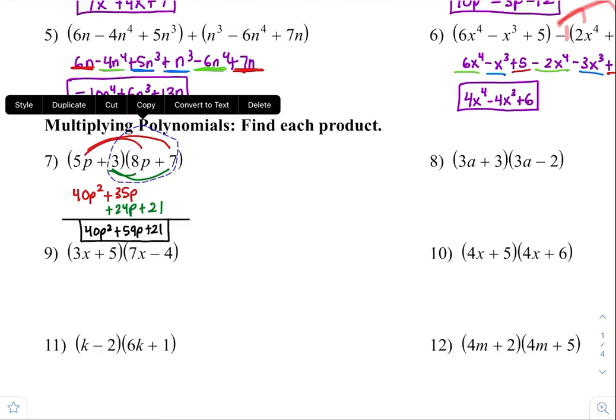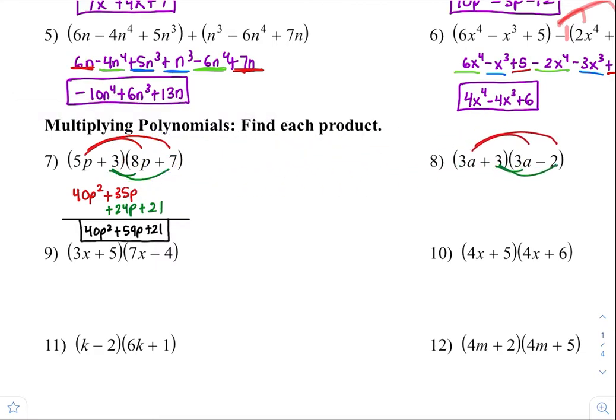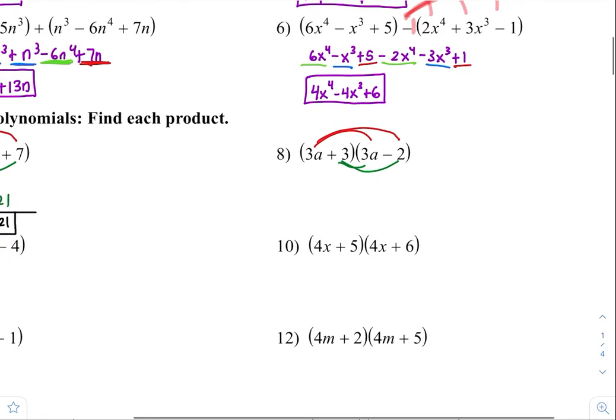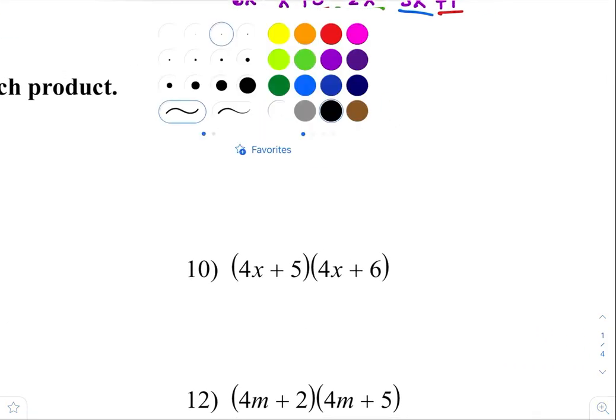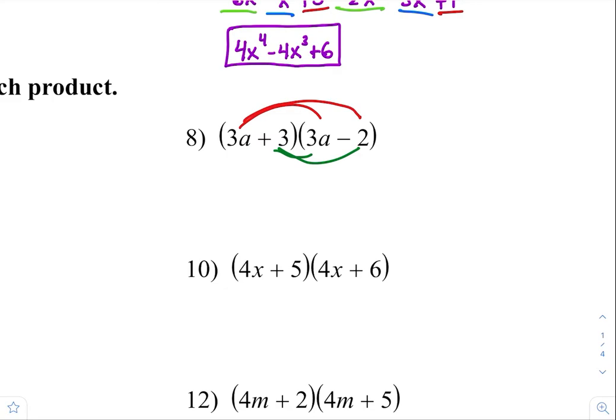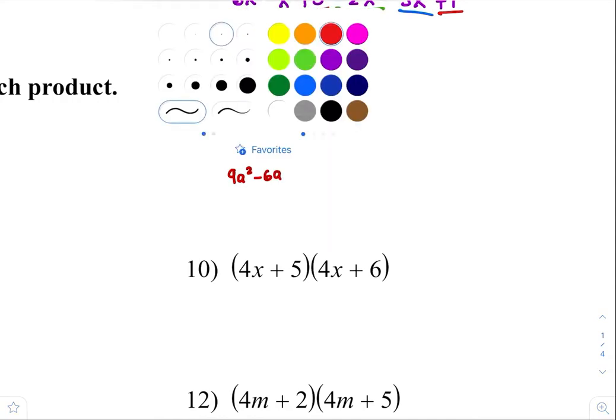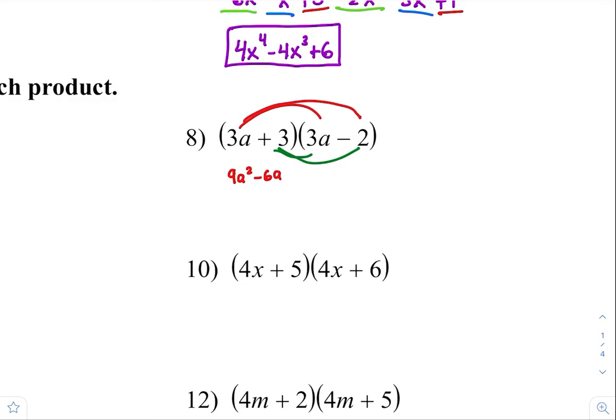Now we're going to do the same thing over here. So 3a times 3a is 9a to the 2nd. 3a times negative 2, negative 6a. 3 times 3a is a positive 9a, and 3 times negative 2 is negative 6. Combine like terms, 9a squared, negative 6a plus 9a, that's positive 3a minus 6.